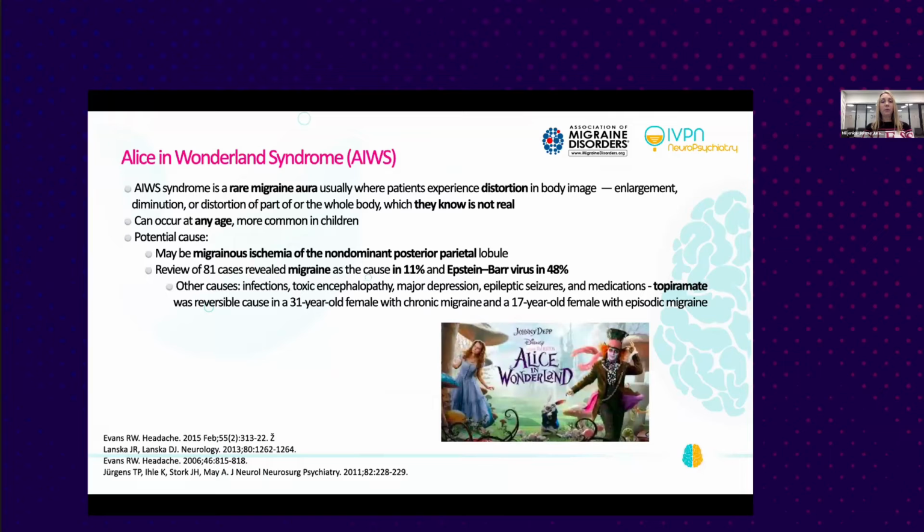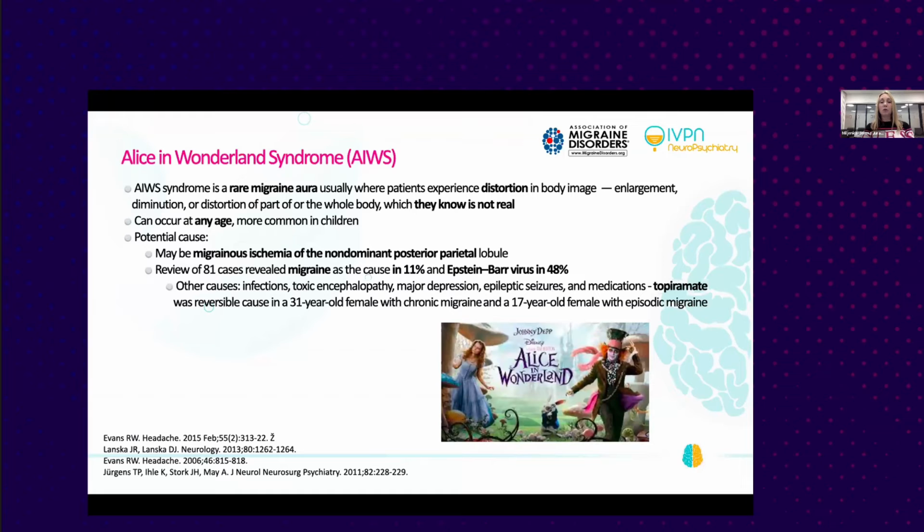Also, a very rare cause of migraine aura, where patients experience distortion in body image, so it's a little bit of a complex aura that we can see here, is the Alice in Wonderland syndrome. In a little over 10% of cases, a migraine can be causing it. And most of the time, we're going to be thinking of an infection with an EBV virus.